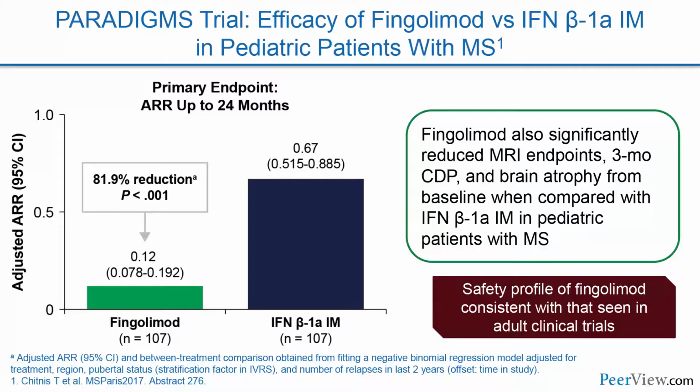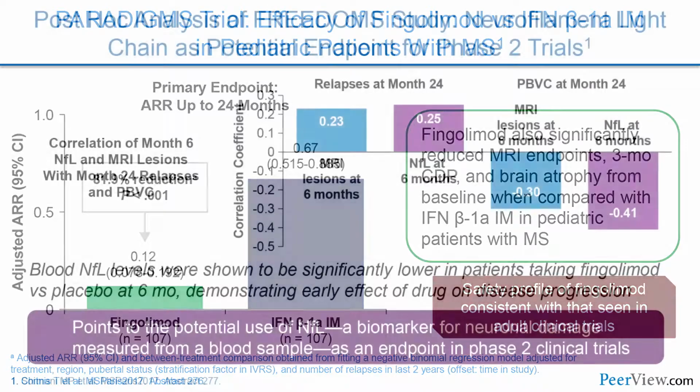The results of this study showed fingolimod significantly reduced relapse rates, MRI endpoints, 3-month confirmed disability progression, and brain atrophy from baseline when compared to interferon beta-1a in pediatric patients with MS. The safety profile of fingolimod was consistent with that seen in the adult clinical trials. Moreover, more AEs were reported with the intramuscular interferon beta-1a group.